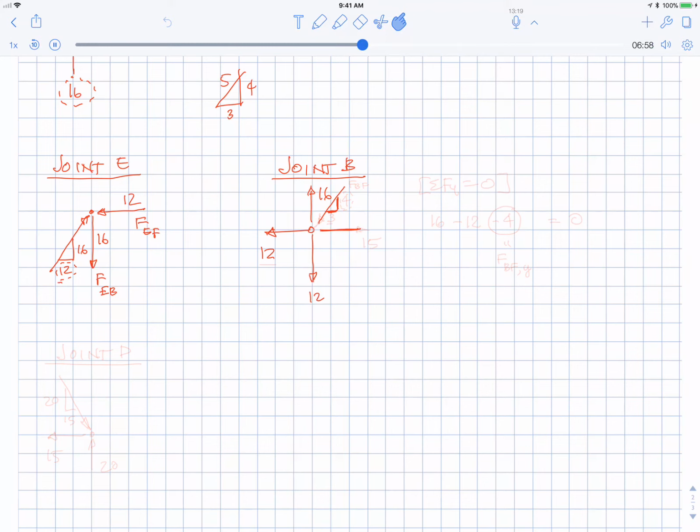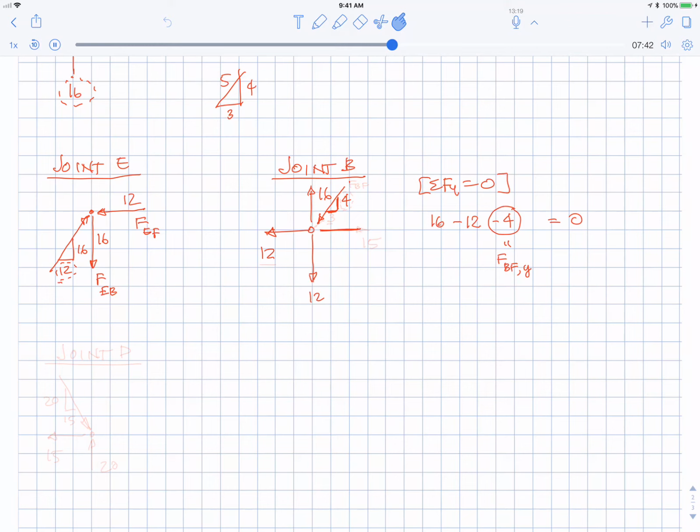I can see that that Y component has to be 4 going down. And how I did that, let me write out the equation. Sum Fy equals 0. I had 16 going up minus 12 going down. And I need to subtract 4 to make it equal to 0. Minus 4 equals 0. Well, that minus 4 is the Y component of FBF. So that equals FBF Y component. So downward 4.